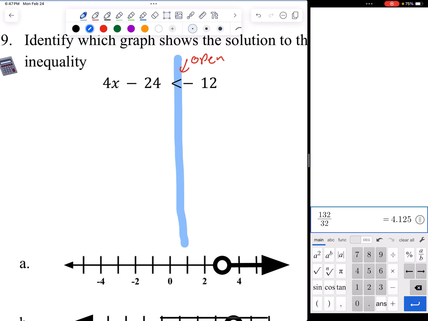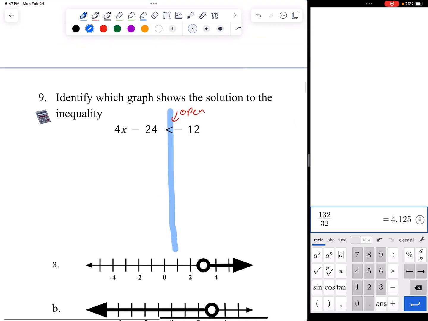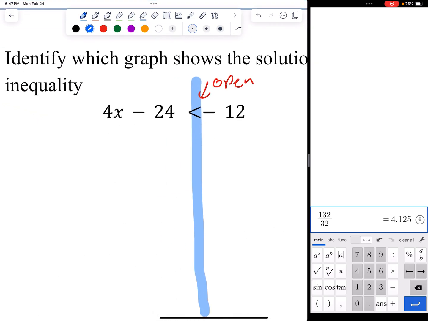So what do I mean by that? Do I have a calculator? Yes, I'm going to leave it open. I got to get the x by itself. So how do I get that x by itself? I got to get rid of the 24 first. So the opposite of negative 24 is positive 24. Whatever I do to one side of the equals, or in this case the inequality, I'm going to do to the other. These do cancel because 24 minus 24 is 0.